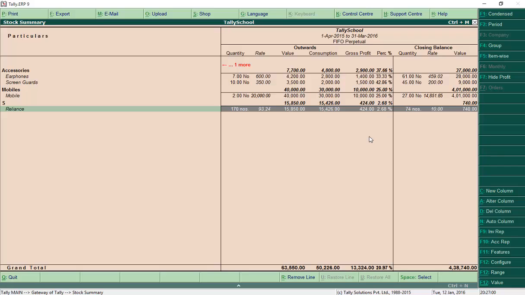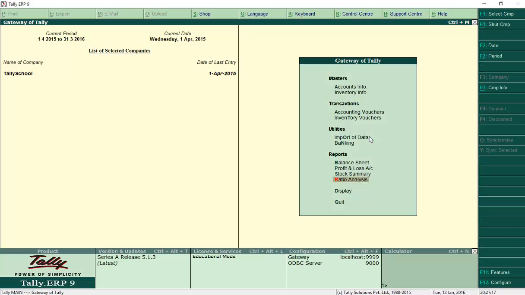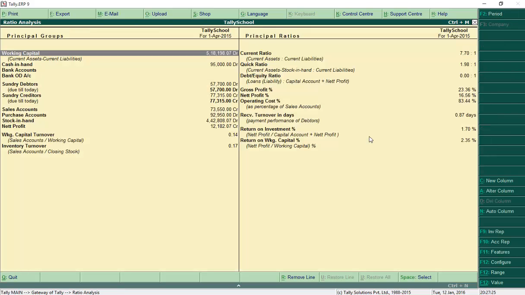So what is ratio analysis? Ratio analysis is a computation of certain key ratios in business, again for business decision making. So let's go ahead and I'll explain the ratios, what they mean, in simple terms. These are the ratios which are automatically calculated by Tally. You don't have to calculate any of the ratios. And the best thing is Tally also shows you how it calculated the ratios.